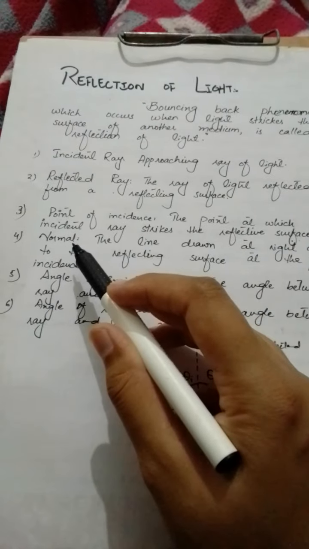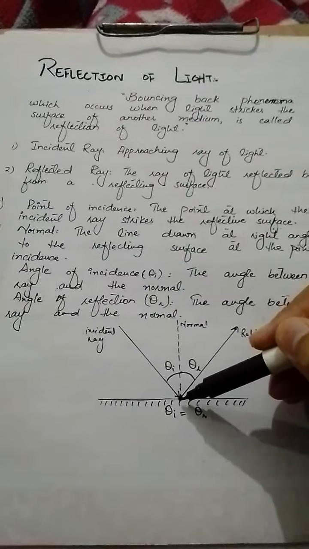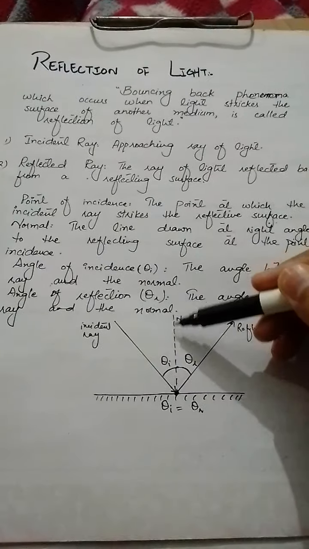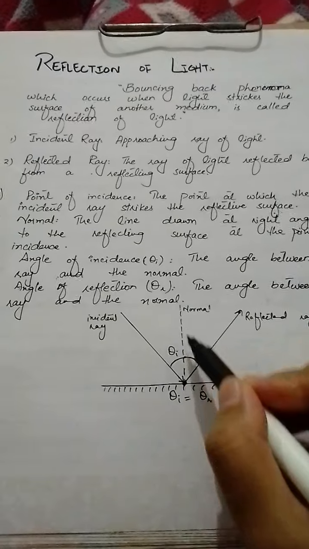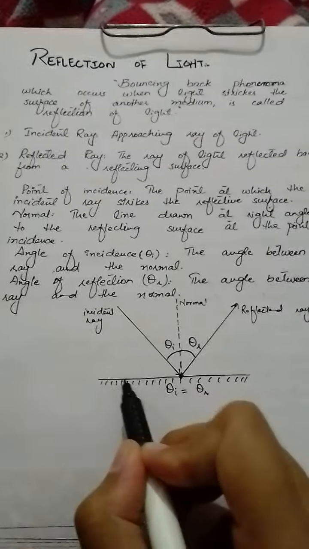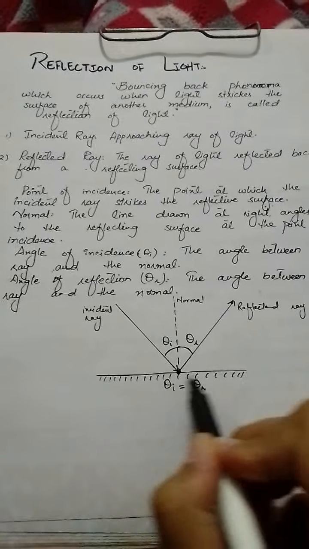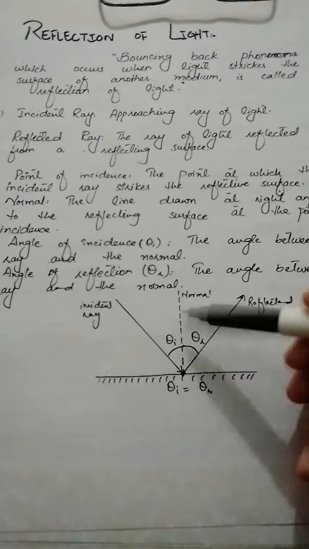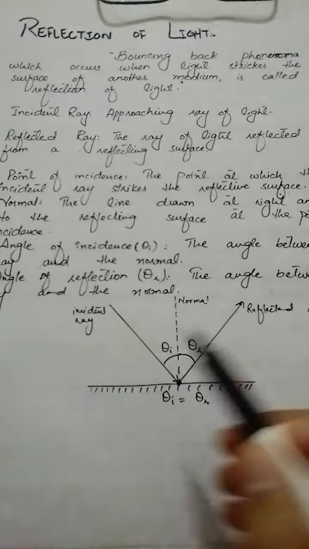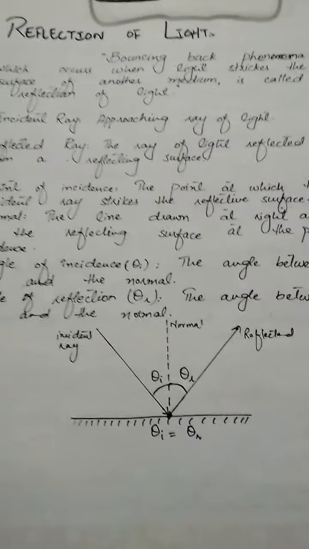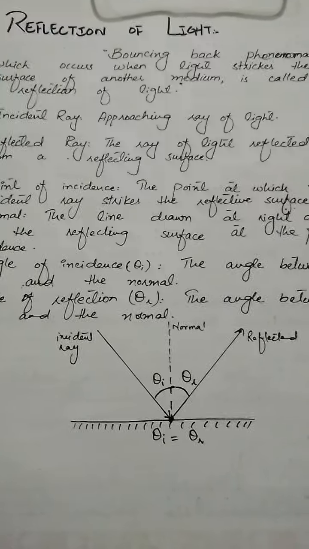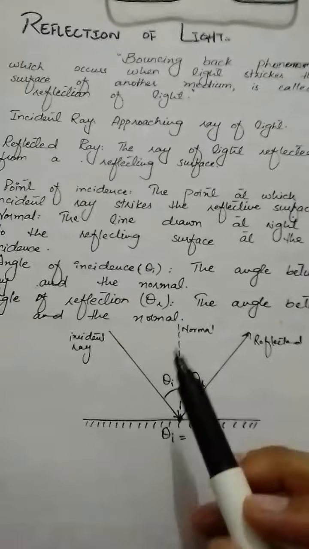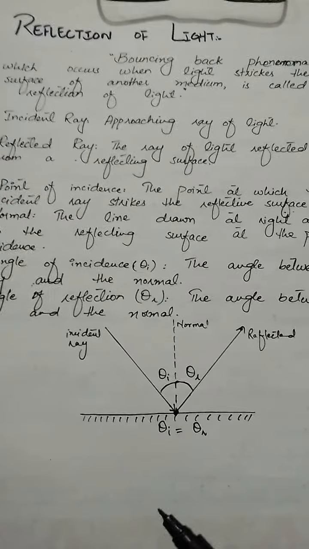Point number 4 is the normal. The normal is the line drawn perpendicular to the surface. Here is the normal drawn perpendicular to the reflecting surface. Why do we exactly draw these normals? What is the need of these imaginary lines? We draw these lines so that it is really easy to calculate these angles.